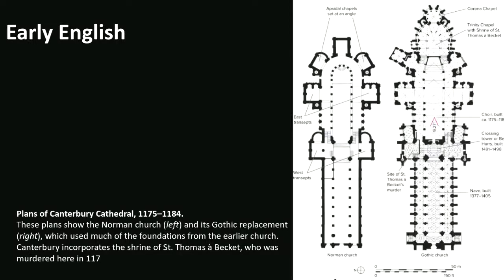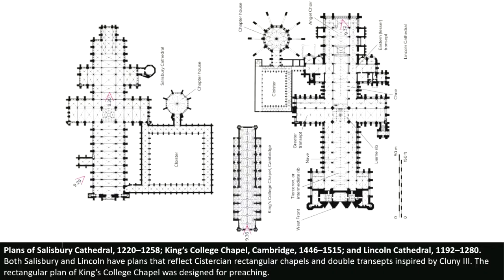I don't think there's an image of the inside, but let's keep going with Salisbury. So here are two plans. We have the plan of Salisbury, we have King's College, and we have Lincoln Cathedral. So we're going to see all three, which are representations of this early English style.